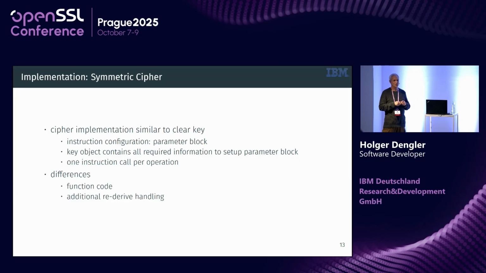So hopefully the magic is the same magic as in ClearKey. And the only differences between the ClearKey path and the protected key path are the function code and the pointer to the key material, and also a little path that is necessary for doing the rederivation of the protected key, so that if the protected key becomes invalid, we can renew it.